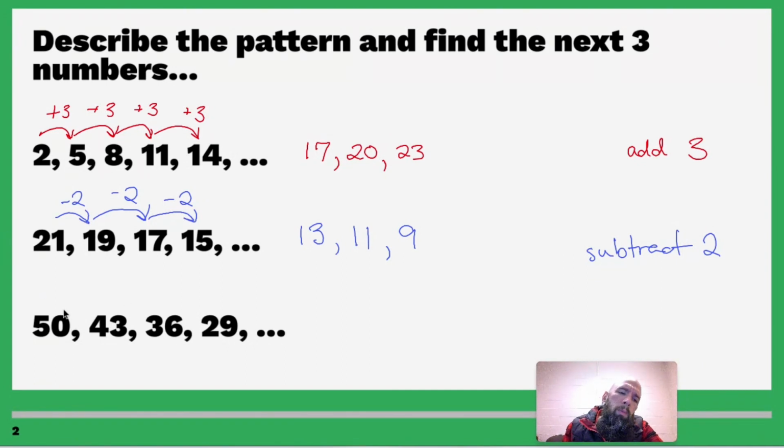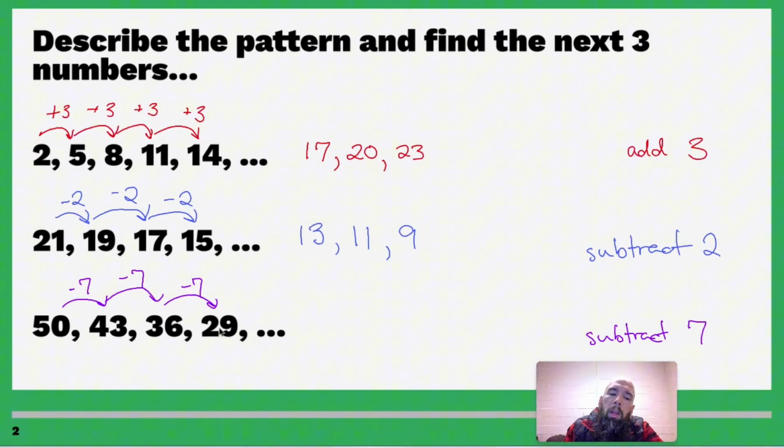How do we get from 50 to 43? So it's getting smaller again, so we'll probably subtract. So what can we do? We can subtract 7. 50 minus 7 is 43. 43 minus 7 is 36. 36 minus 7 is 29. So this pattern again is subtract 7. See there, I looked at my answer.